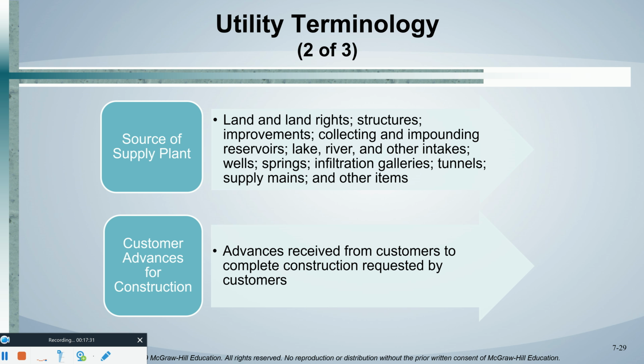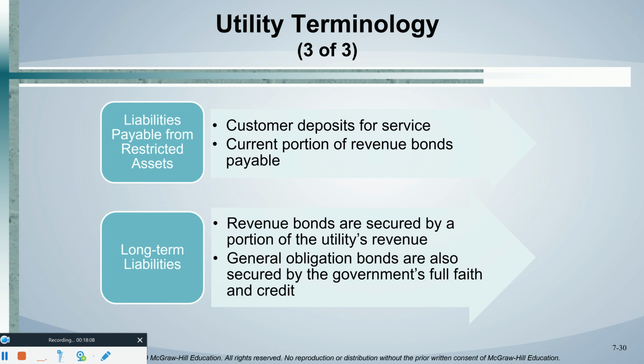All right, and then we have our fixed assets, which also include lakes, rivers, intakes, wells, springs, galleries, tunnels. As you can imagine, in a water utility department, there's a lot of infrastructure that needs to be built to manage the flow of water throughout the community. And those are all assets. And then sometimes we have to bill our customers for construction projects. And if customers pay us in advance, we would have a liability called customer advances for construction.